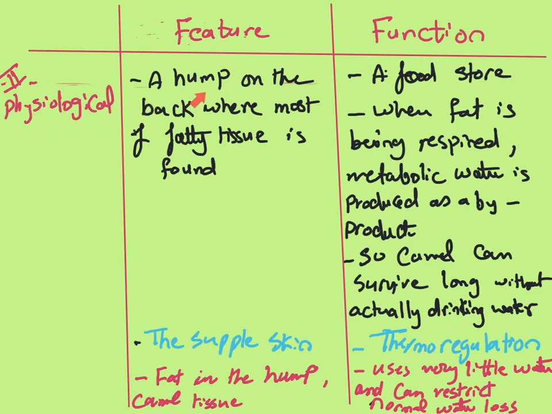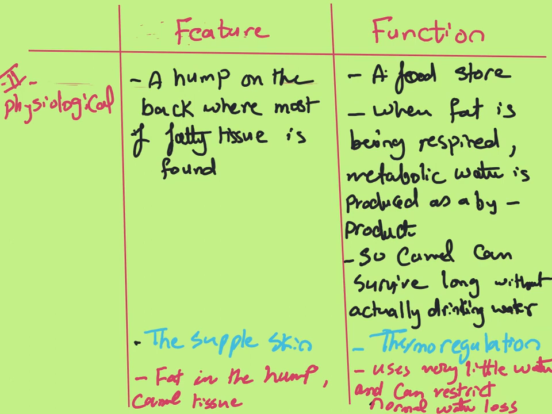Regarding physiological adaptation, the hump on the camel's back has mostly fatty tissue inside. This fat store helps the camel when it is deprived of food. Fat will be respired, giving a large amount of metabolic water as a byproduct. So the camel can survive for a very long time without actually drinking water, depending on the water produced from metabolism of fat.